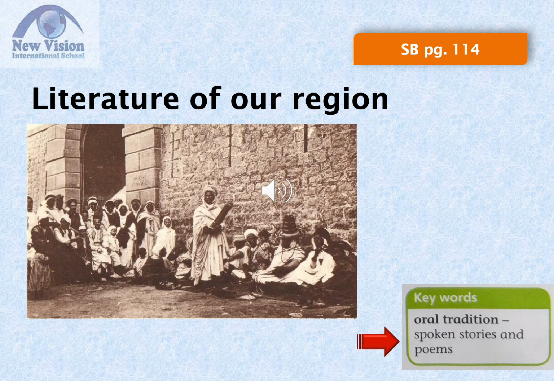Okay, well, now we are going to discuss the literature of our region. Okay, in the past, people passed on stories by listening and telling. This is known as the oral tradition. Oral tradition means spoken stories and poems. Before Islam, poetry and literature were influenced by stories from India and Persia. A popular form of poetry was the qasida, a long love poem usually about war, love, and courage.